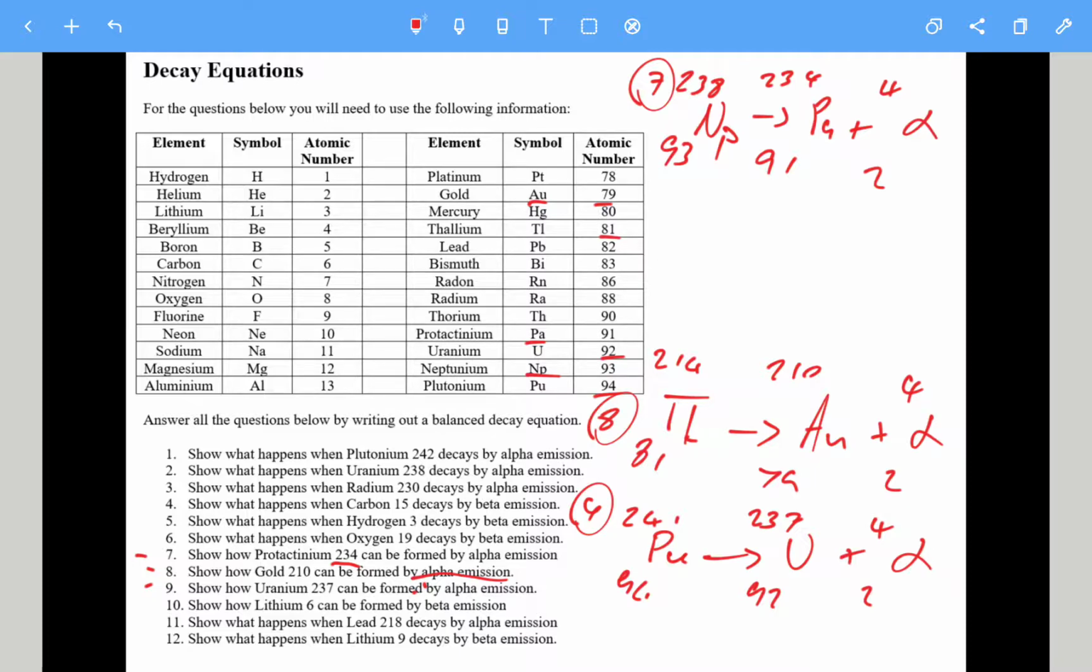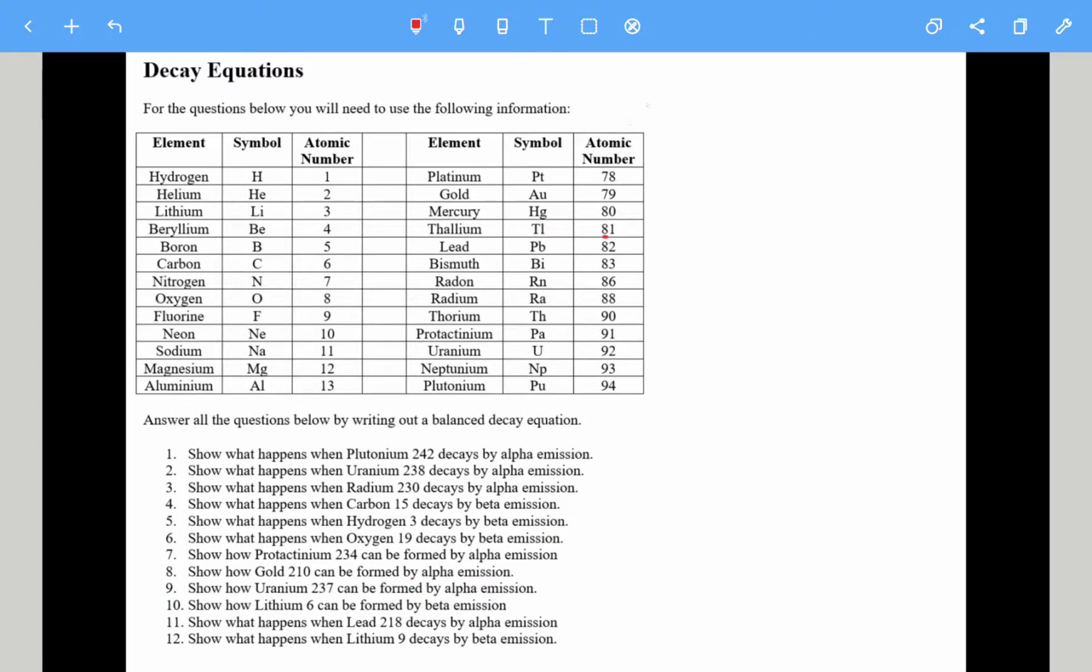Okay, we've got 3 more left. I'm going to make some room. So number 10. Just put it down here with a bit of room. Show how lithium-6 can be formed by beta emission. So we've got lithium-6 being formed. Lithium-6 has 3 protons.